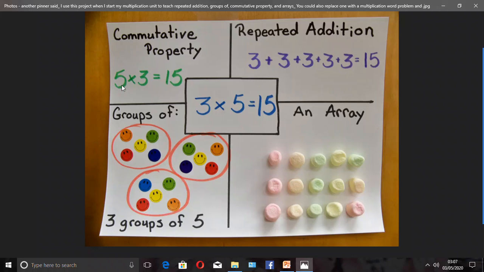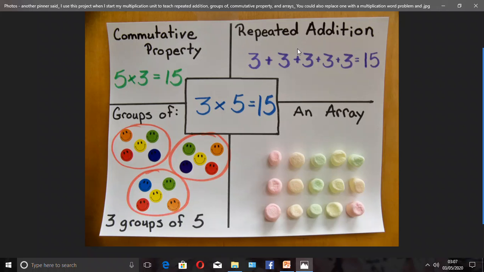We make use of the sign. Can you see the sign? This is the multiplication sign. You could also call it times. So we have a number here. 5 times 3 equals 15. So in the commutative property we have 2 signs. We have the multiplication sign and the equals sign. 5 times 3 equals 15.